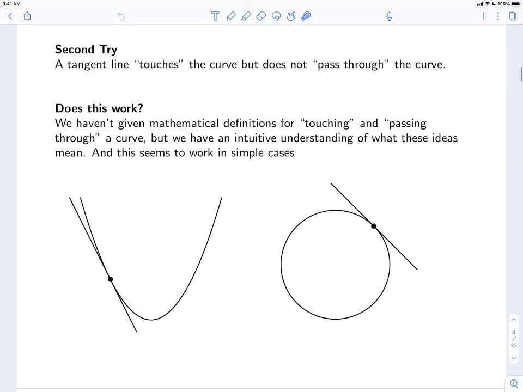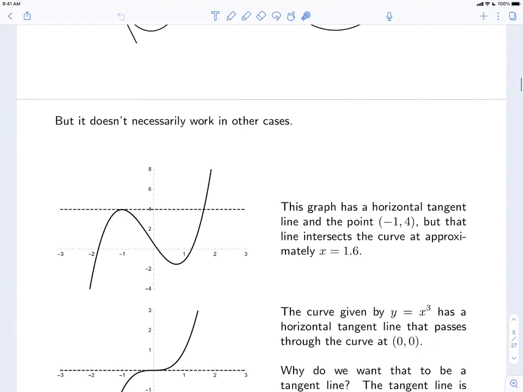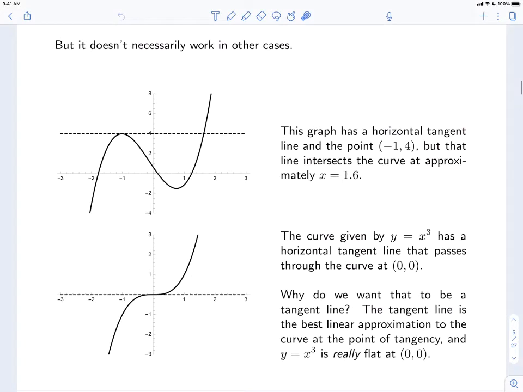Let's make a second try. Let's say that a tangent line touches the curve but does not pass through the curve. Does this idea work? Well, we haven't given mathematical definitions for touching and passing through, but we have an intuitive understanding of what these ideas mean. And this seems to work in the simple cases. It works in the case of a parabola, and it works in the case of a circle. However, it doesn't necessarily work in other cases.